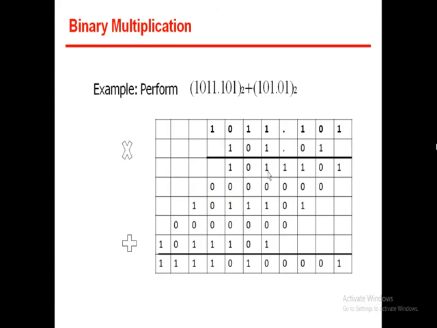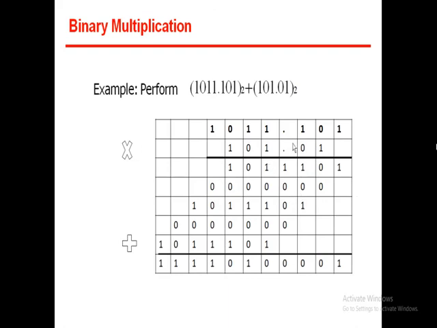Here multiplication is similar. 1 is multiplied with 1, 1 is multiplied with 0, 1 is multiplied with 1, 1 is multiplied with 1. 1 is multiplied with 1, it is 1; 1 is multiplied with 0, 0; and 1 is multiplied with 1, 1. Then here 0 is multiplied with any number, it becomes 0. Then next 1 is multiplied with this number, it will get 1 0 1 1 1 0 1.